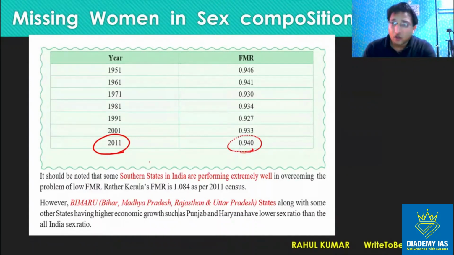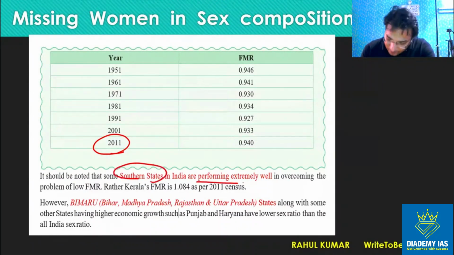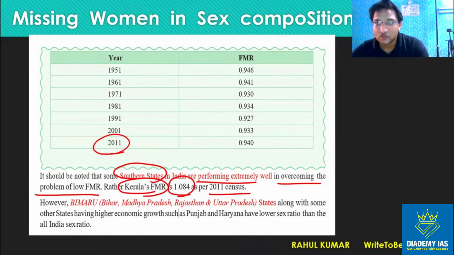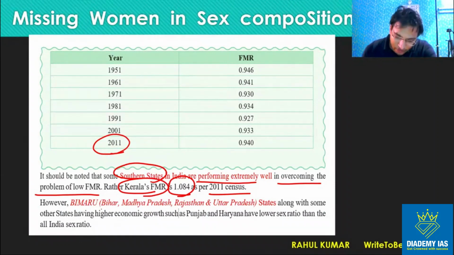If we see across the states, southern states are actually doing better in overcoming the problem of low female-male ratio. As per data of 2011, Kerala's female to male ratio is 1.084. That is surplus. So we do not have any missing women in Kerala. However, the Bimaru states, which ones come under them? Bihar, Madhya Pradesh, Rajasthan, Uttar Pradesh, they are doing very badly.